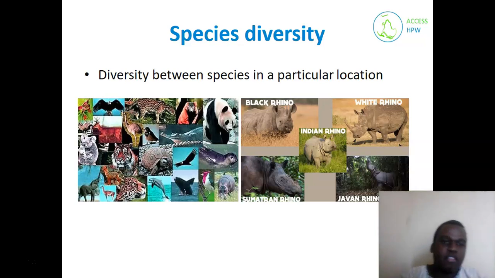Species diversity is diversity between species in a particular location. Here we can see that we've got different species in a particular region, and here we have different species of the rhino. Species diversity is a measure of an ecosystem's species richness and evenness. If an ecosystem has poor species diversity, it may not function properly or efficiently. Species richness is the number of different species within a defined region, and species evenness is the measure of the relative abundance of different species in a region.